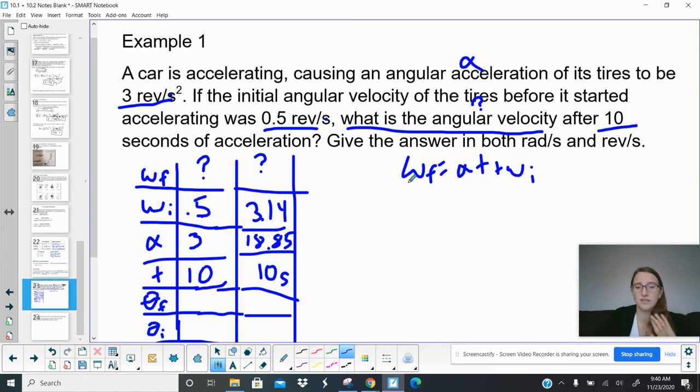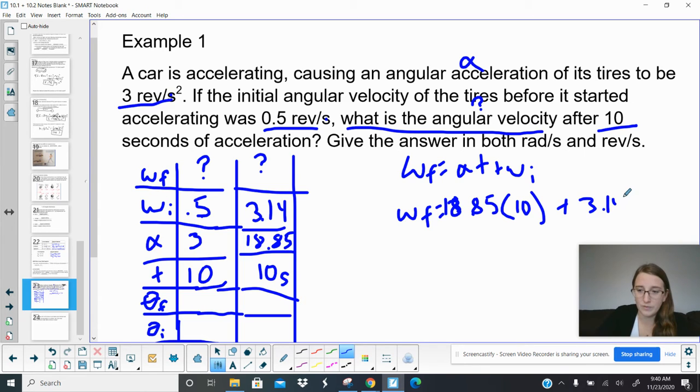So let's go ahead and give this a shot. Let's plug this in. Angular velocity final equals, my alpha is 18.85. My time is 10. My initial is 3.14. So all we have to do is pop all this in. We have 18.85 times 10 plus 3.14. We should get a final angular velocity of 191.64. Did I plug that in right? Yep, that should be it.